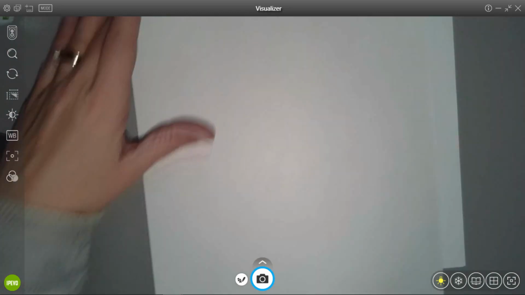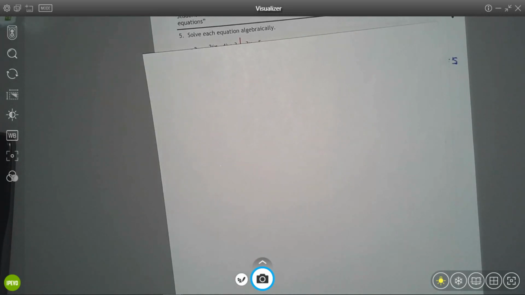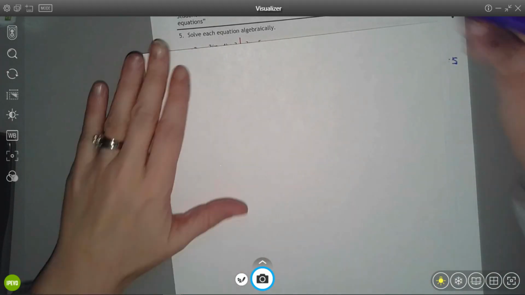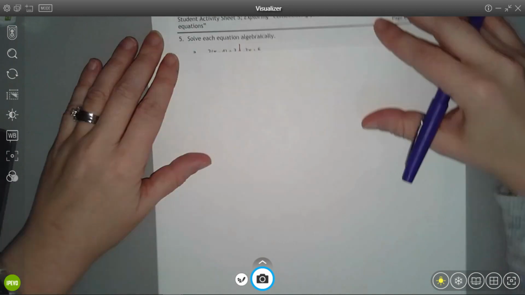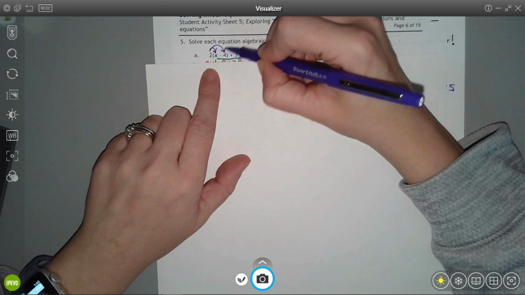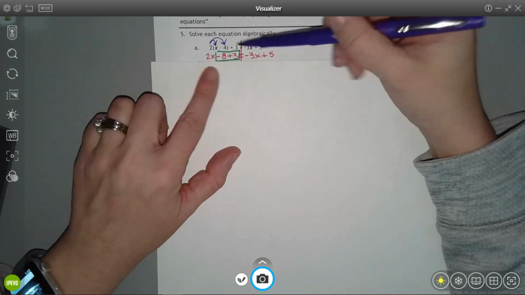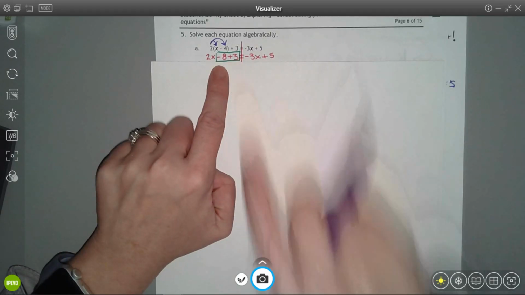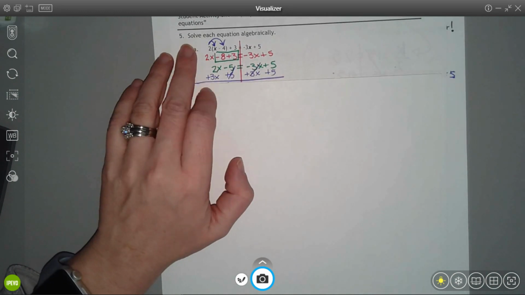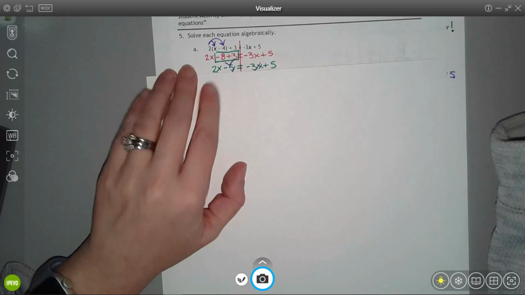Here they want us to solve each equation algebraically. Okay, algebraically. Guys, again, that just means do math. Start by distributing. And I get 2x minus 8 plus 3 equals -3x plus 5. My -8 and my 3 are like terms. Put them together to make -5. So I have 2x minus 5 equals -3x plus 5.